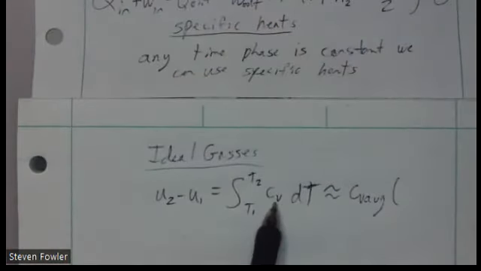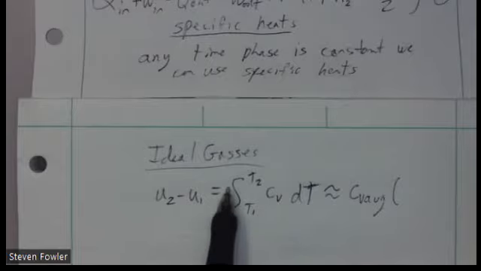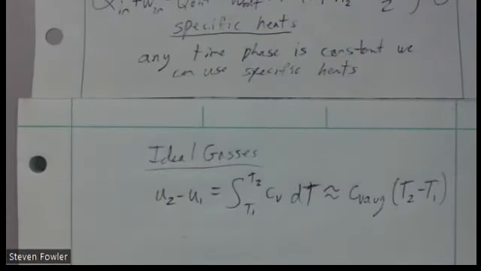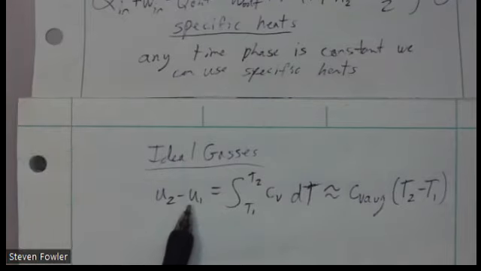So basically, I'm assuming that this is a constant. Therefore, it comes out of the integral. Then I'm just integrating dT, which is just delta T. So it's normally a perfectly valid assumption. Just get a good C sub V value at my average temperature, multiply by the change in temperature. That'll give me a really good approximation for delta U. Again, if I know both temperatures, I can go look up U values in tables, or this also works.